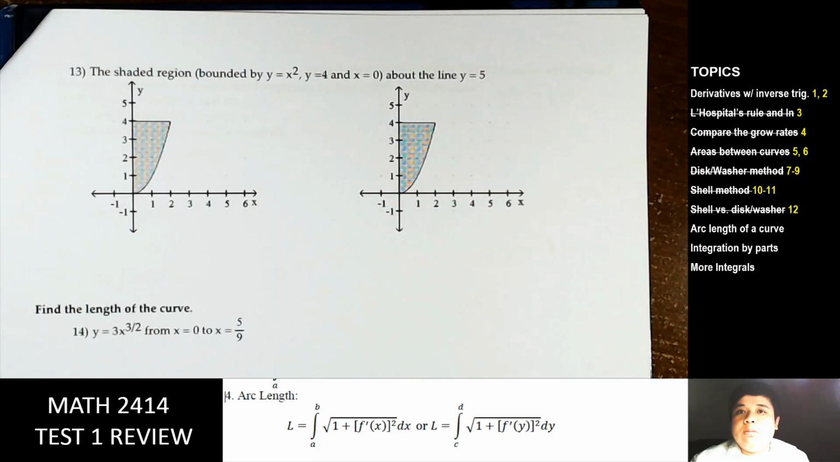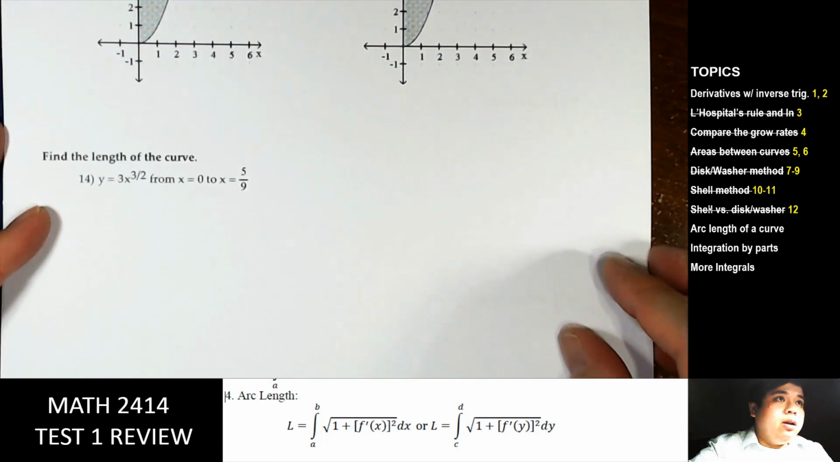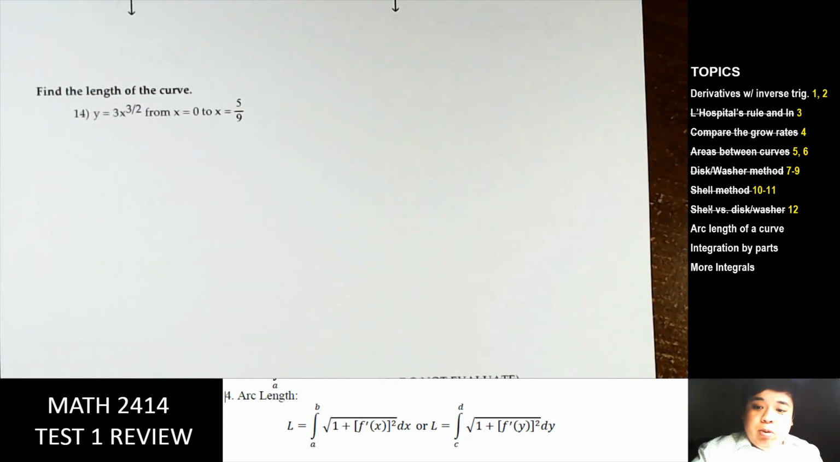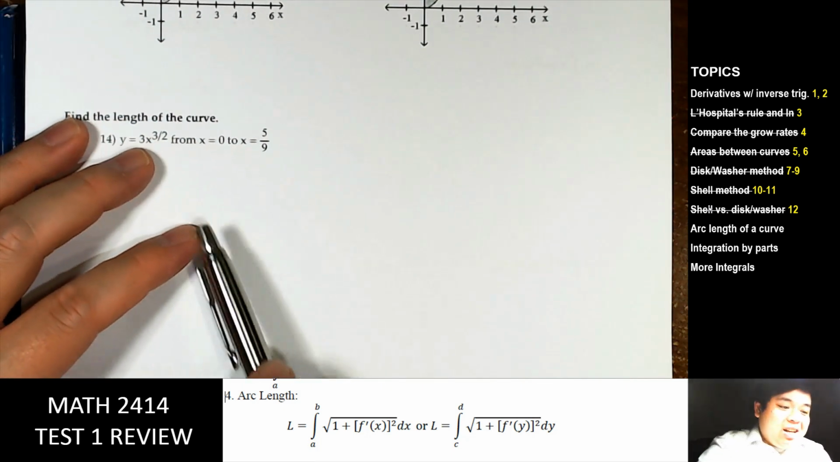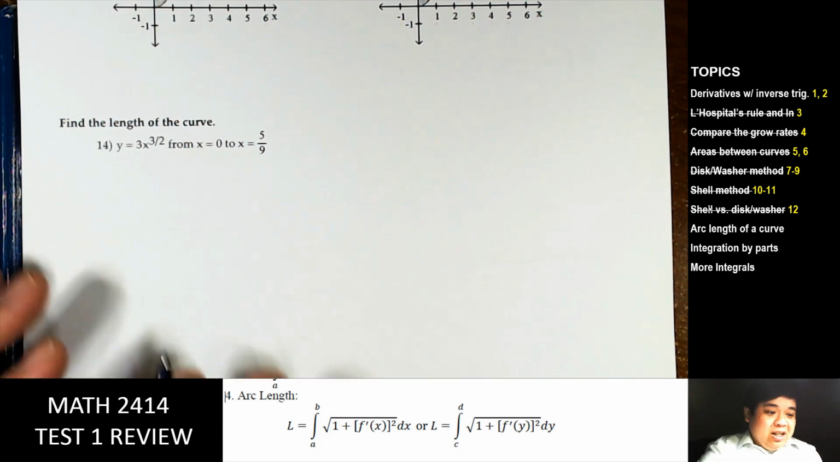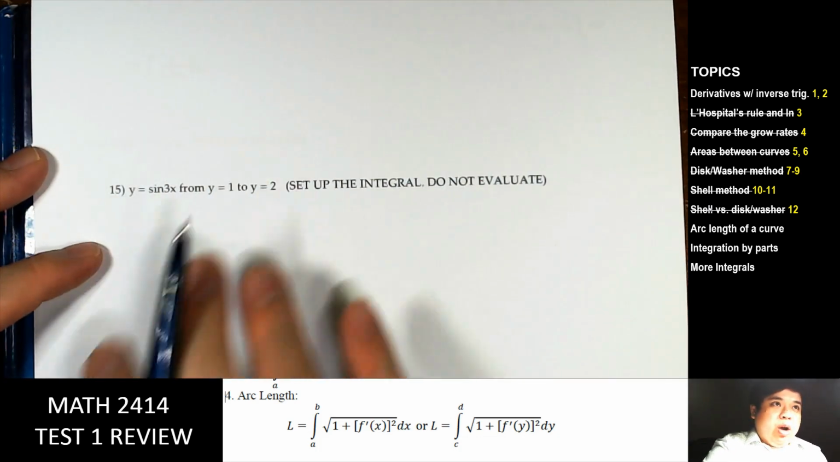Right, arc length. Arc length of a curve. The formula will be on that side. On this problem it will be very simple. We don't have to worry about dx or dy because if it clearly says from this point to that point, then for this one we have to use x, and for this one we have to use y.